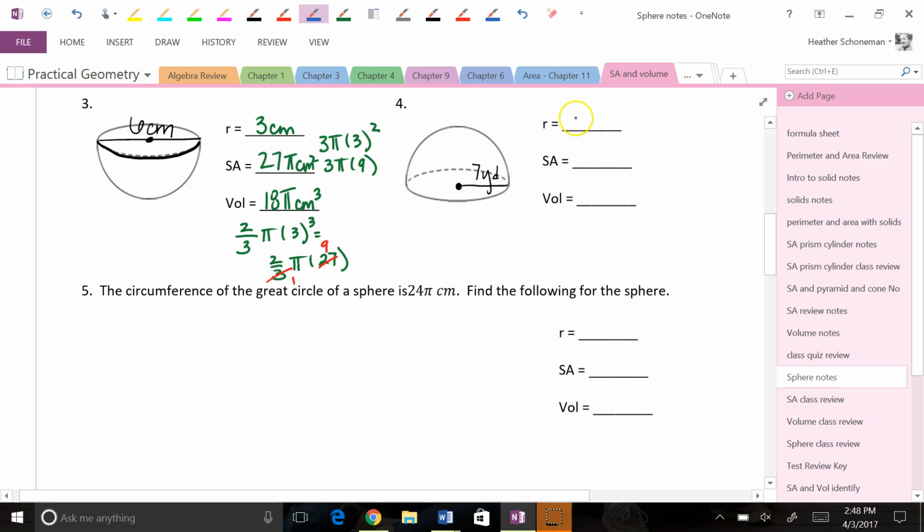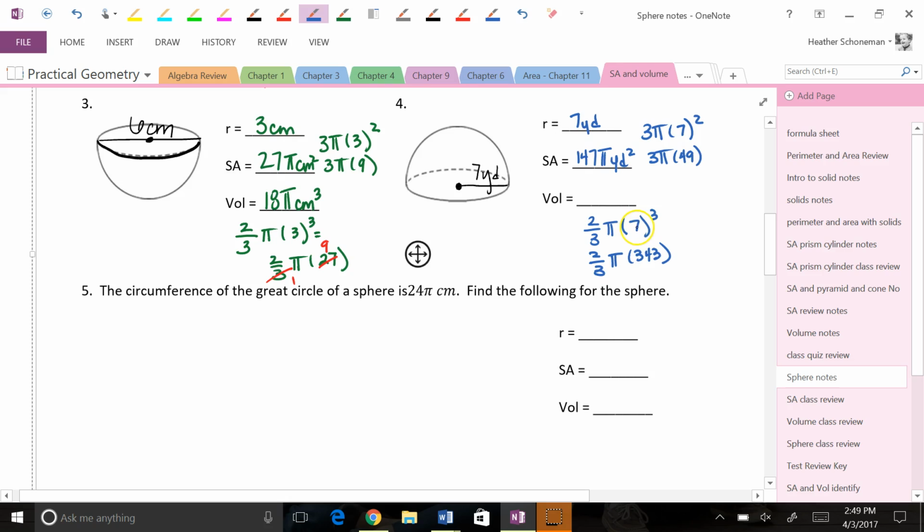Okay, on number 4, the radius is given to you as 7 yards. So surface area is 3 pi times 7 squared. So we have 3 pi times 49, and 3 times 49 gives us 147 pi yards squared. Volume is 2/3 pi times the radius cubed. Okay, use the new button in your calculator. 7 cubed is 343, so we have 2/3 pi times 343. Okay, 3 does not go into our radius of 7, so 3 will not go into 343.